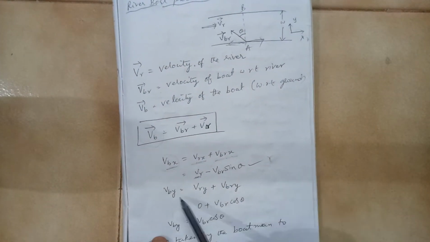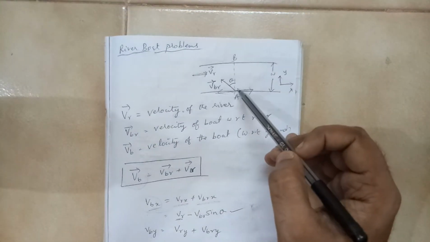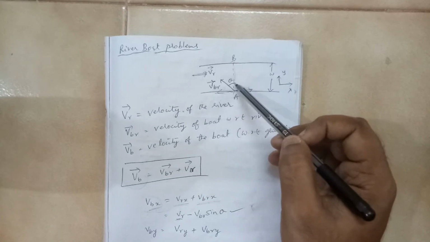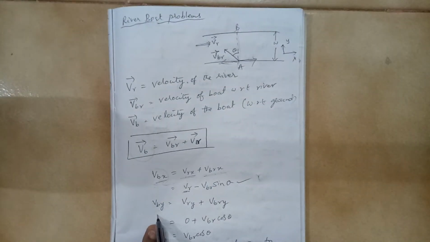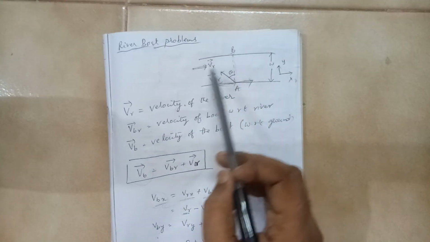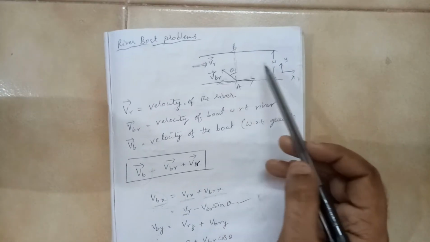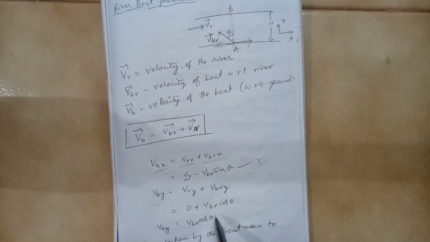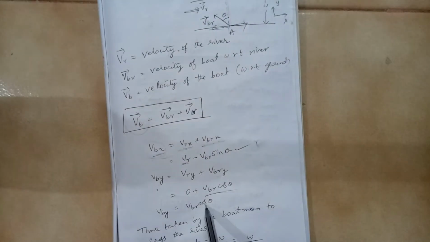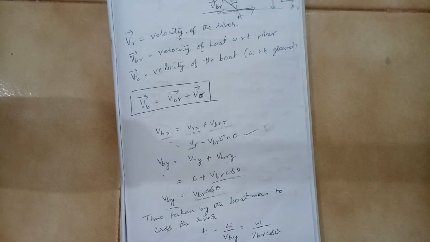Similarly, we talk about Vby. Vby means we will be taking this component, which will be the cos component. Vr has no component in the y direction because it is purely in the x direction. Only Vbr will have the component. So the Vbr component will be Vbr cos theta. Because it is in the positive direction, we are calling it positive. So Vby will be equal to Vbr cos theta.